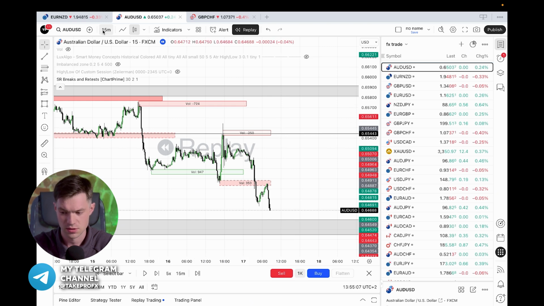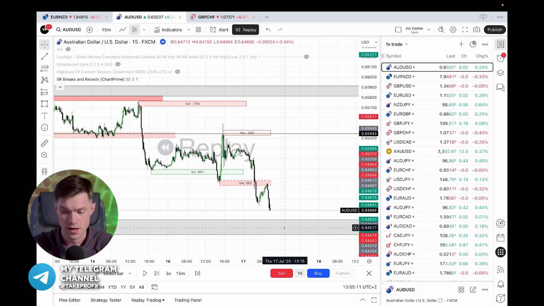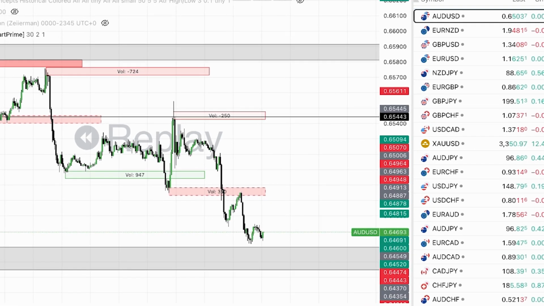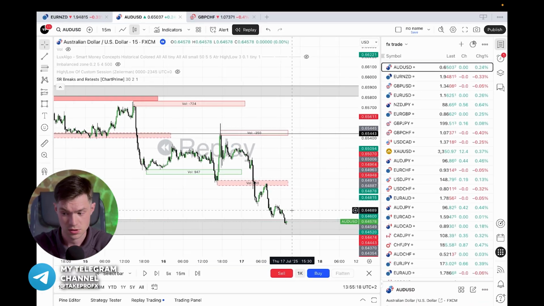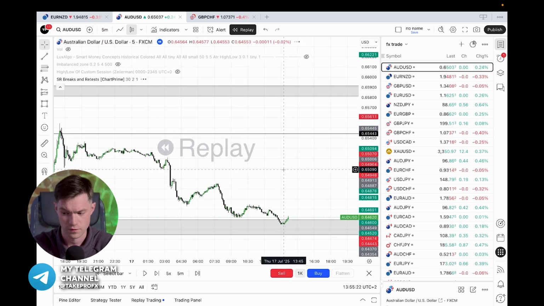Time frame equals 15 minutes. I have defined the key area at the top and the key area at the bottom. And let's see how the chart behaves. The most important thing is to touch the zones of interest. Now we are touching the zone of interest.